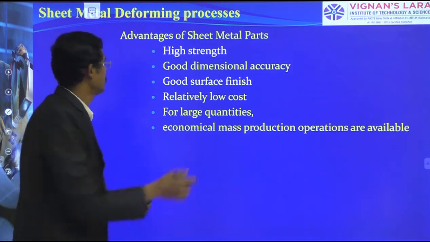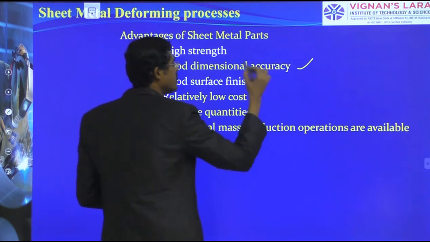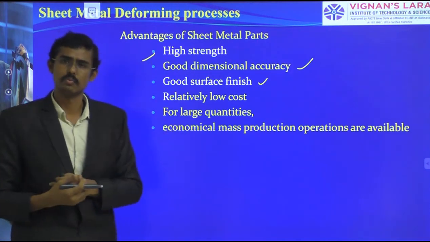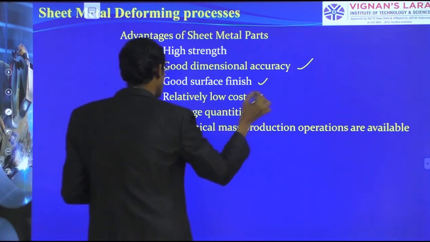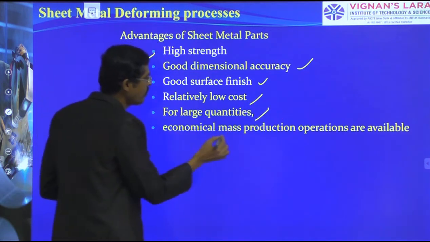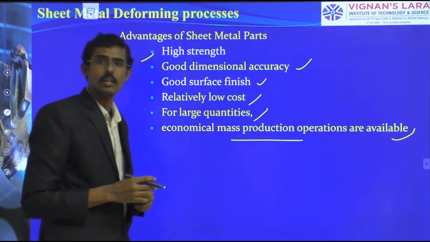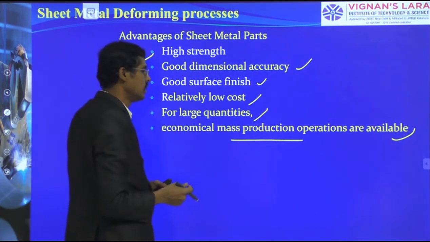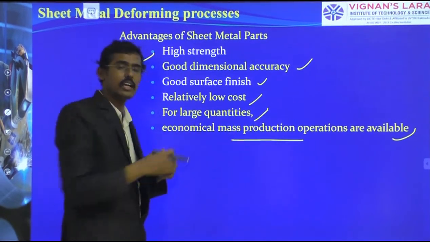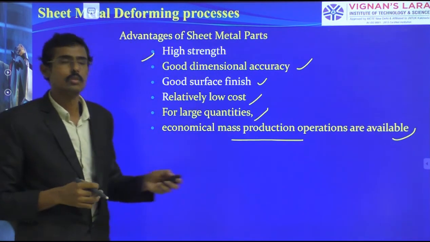So the advantages are high strength, good dimensional accuracy, and good surface finish. This gives good strengthening factors also. It is relatively low cost for large quantities, and economical mass production operations are possible. Mass production is done by using these transfer dies, and it helps us move immediately to the next process.